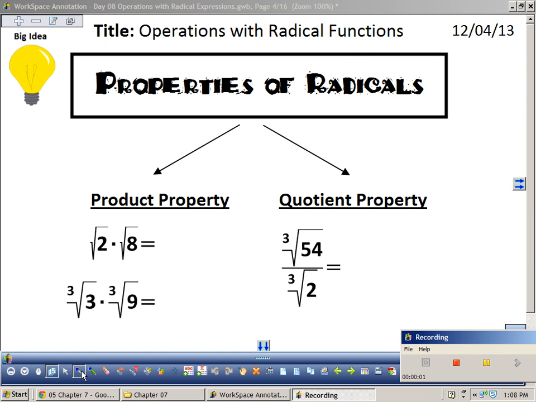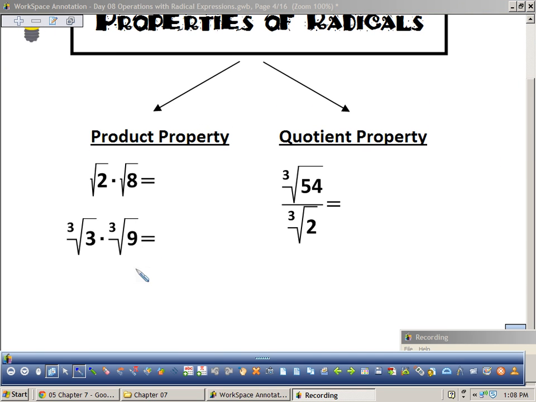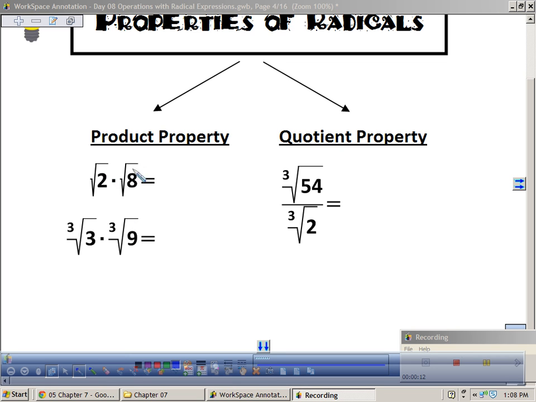Operations with radical functions. We have two properties we're going to be talking about today, the product property and the quotient property, which are basically just inverses of each other, correct? Okay, so if we have the square root of 2 times the square root of 8, I can't simplify the square root of 2, but I could simplify this one, it's 2 root 2. But isn't it easier if we just multiply them together and make 16, which is the square root of 16, which is just 4? Okay? You can do that either way.